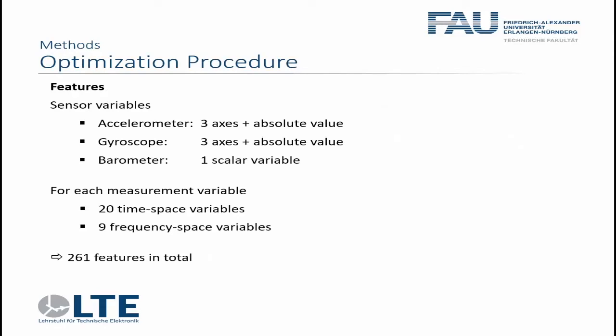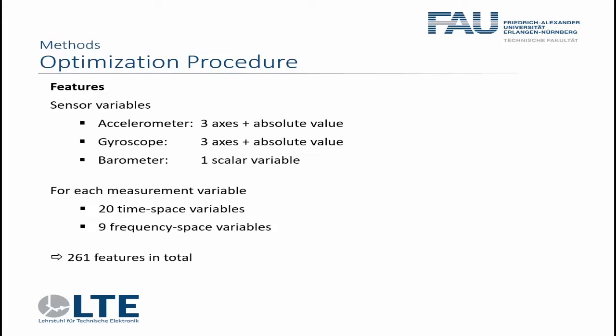From the sensor platform, we get accelerometer and gyroscope, 3 axes each, plus the absolute value, and one scalar value from the barometer. That makes 9 measurement variables in total. For each of these variables, we had 20 time space variables and 9 frequency space variables. They are given in the papers; I don't list them here.